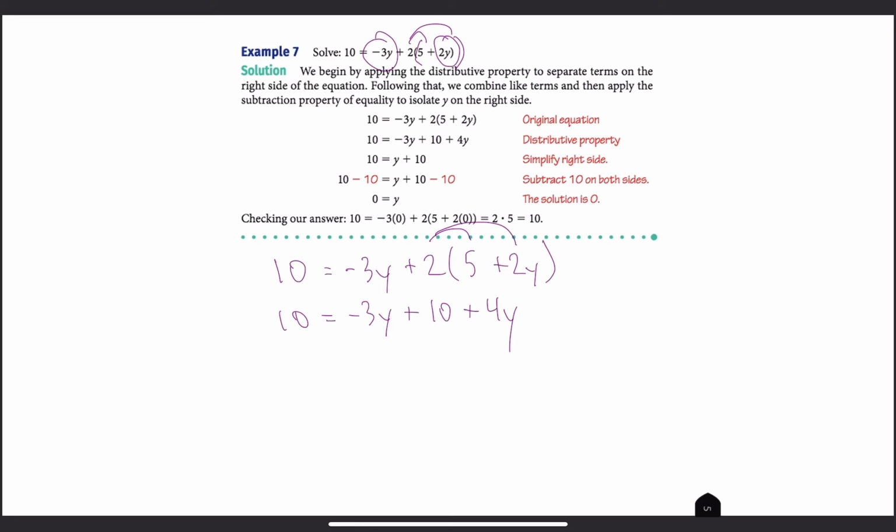Now that I've distributed through the parentheses and I've doubled both my terms inside parentheses, now I can combine like terms. I see I have -3y plus 4y. Well, +4 minus 3 is 1. That's a single y. So now I have 10 equals y plus 10.